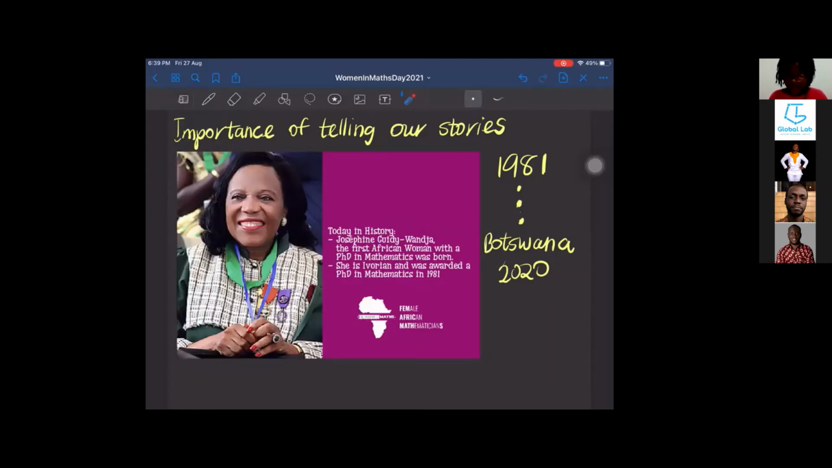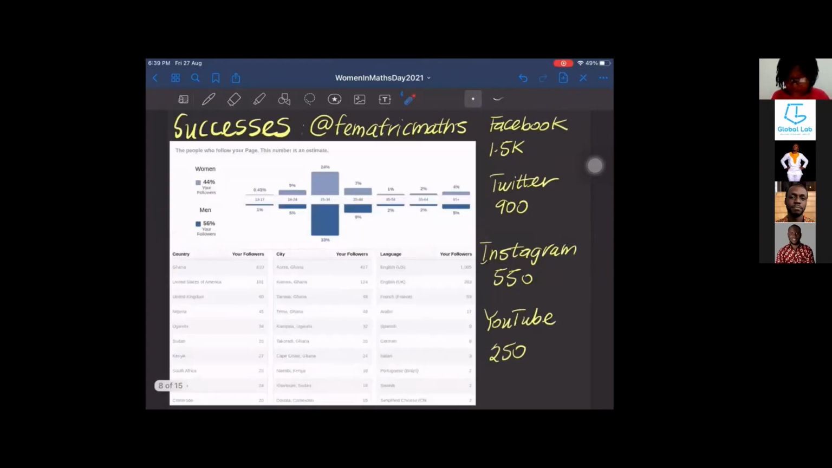But as recent as 2020, so one of my guests was from Botswana. She was the first female from Botswana to receive a PhD in mathematics, and she received that in 2020, which tells you that there are still countries in Africa where our representation is not there. So if we have some representation, it's important that we highlight their stories so that more young girls will see and aspire to be.